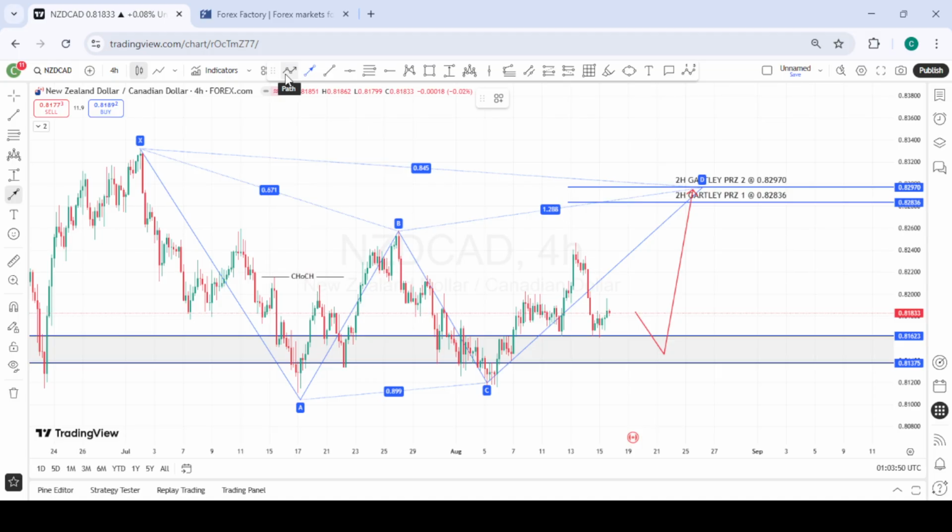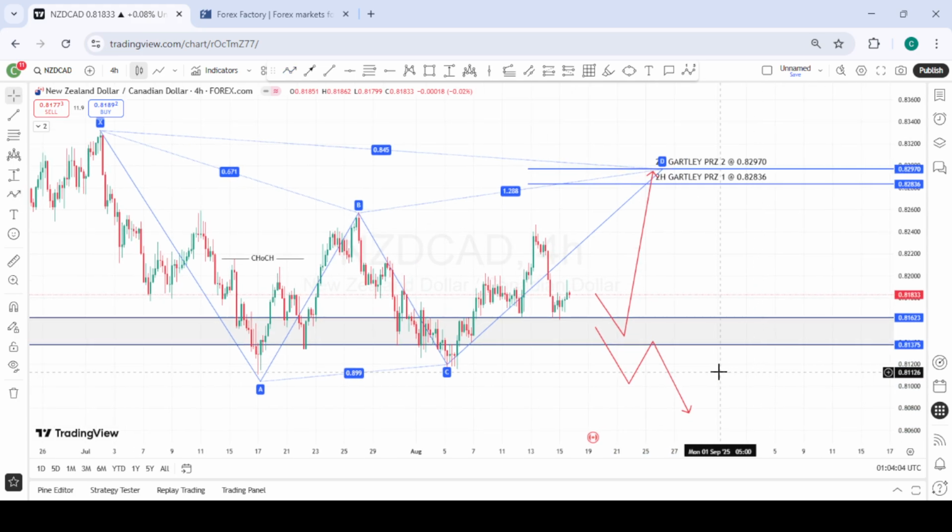The only way this pattern will be invalidated is if price is able to break below this area of interest and clear these lows, close below these lows. Then that's when we'll be looking for the bearish side for NZDCAD.